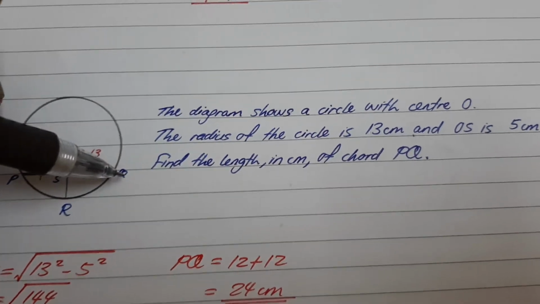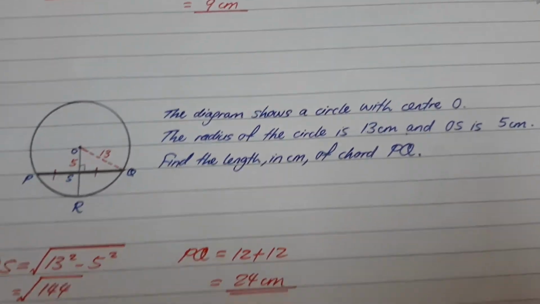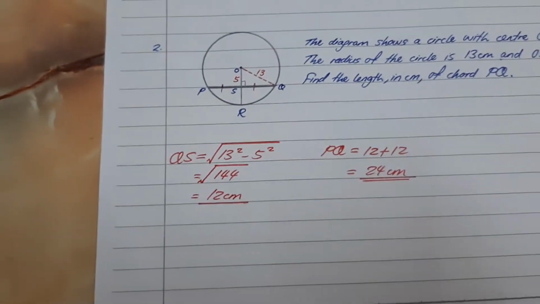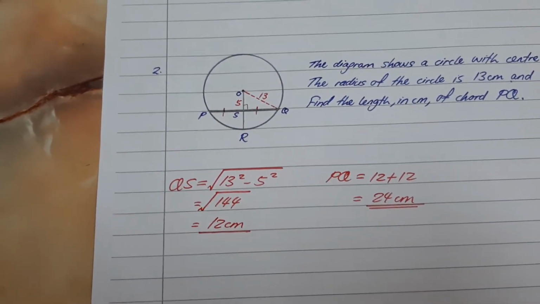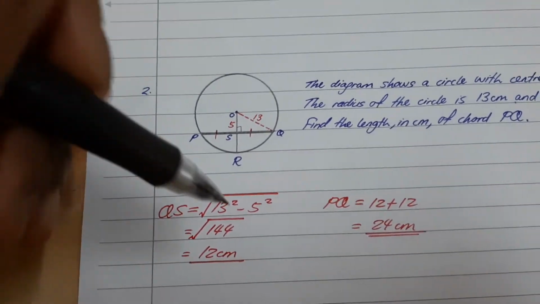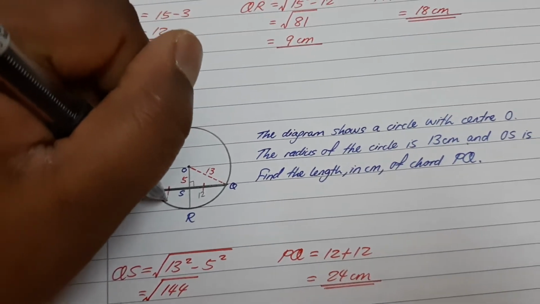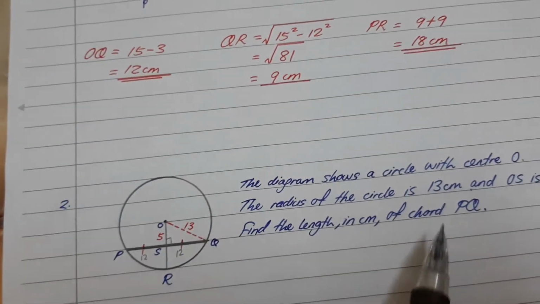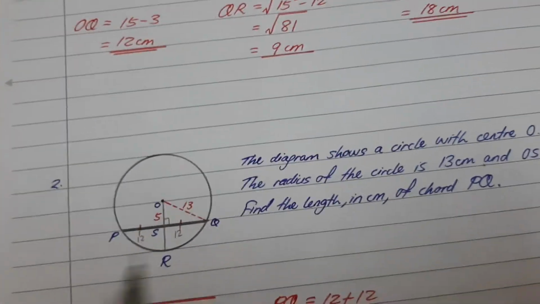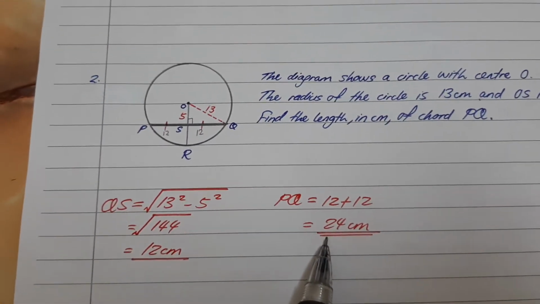Can I find SQ or QS? Because this is a right angle triangle, I solve with the Pythagoras theorem to find QS, which means I take 13 square minus 5 square, I get 144. Square root of 144, I get 12 centimeter. So now I know this is 12 centimeter, and this is also 12 centimeter. So the length of chord PQ is 12 plus 12, you get 24 centimeter.